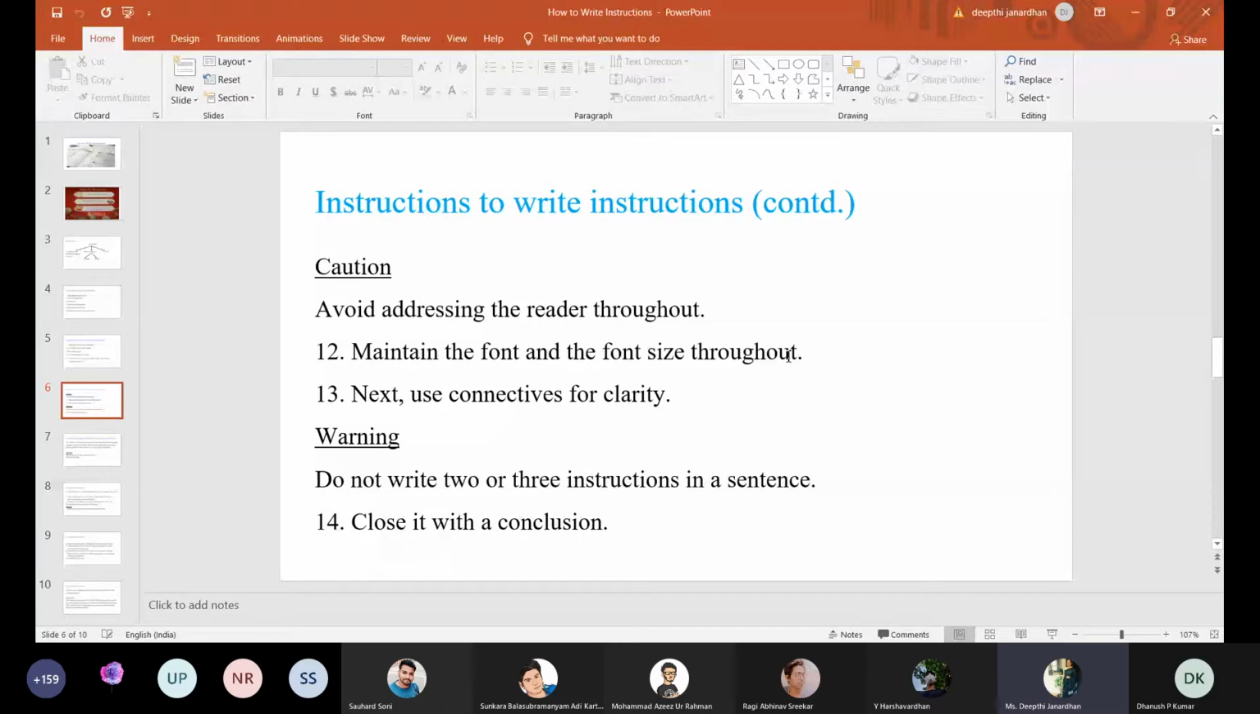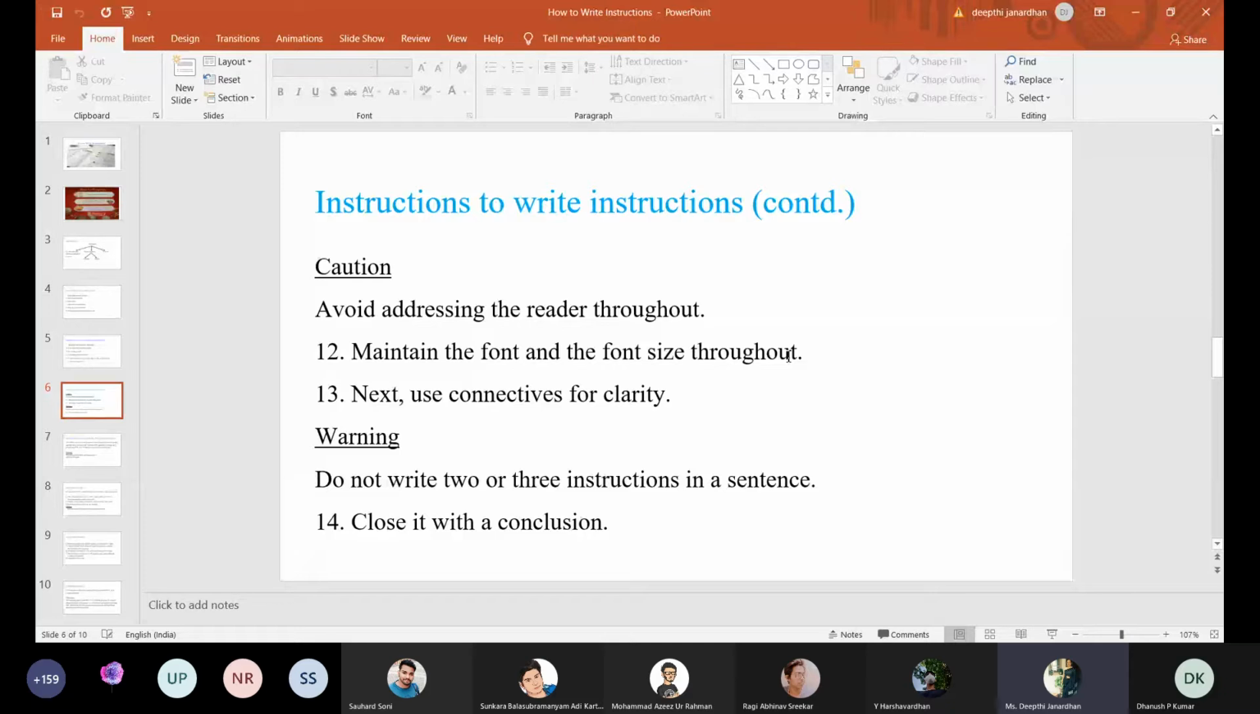So, caution, avoid addressing the reader throughout. I know that you needn't usually say "you". It's too cumbersome, the same word, the second person, being used all throughout. That's not needed. Maintain the font and the font size throughout.